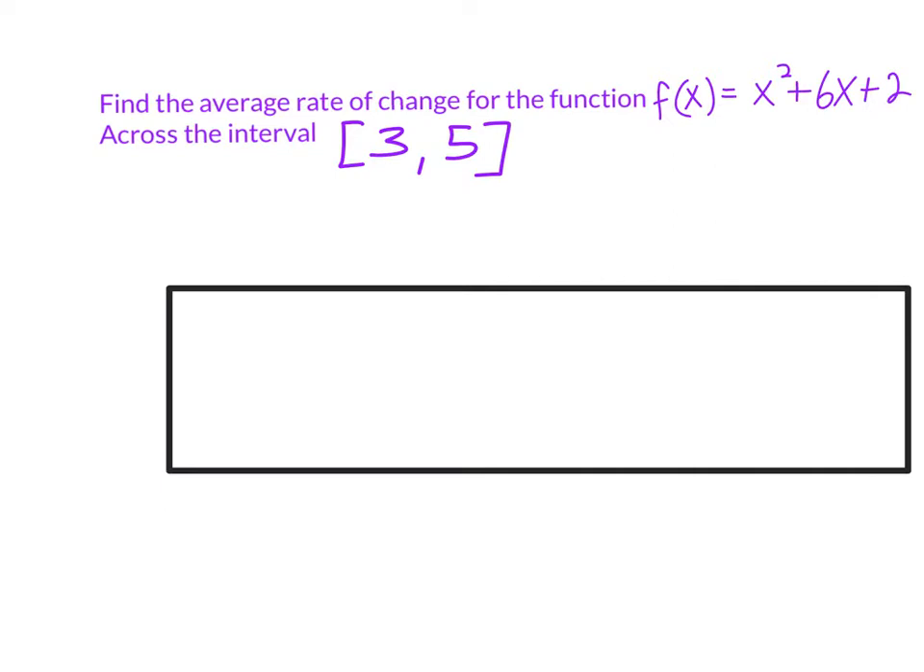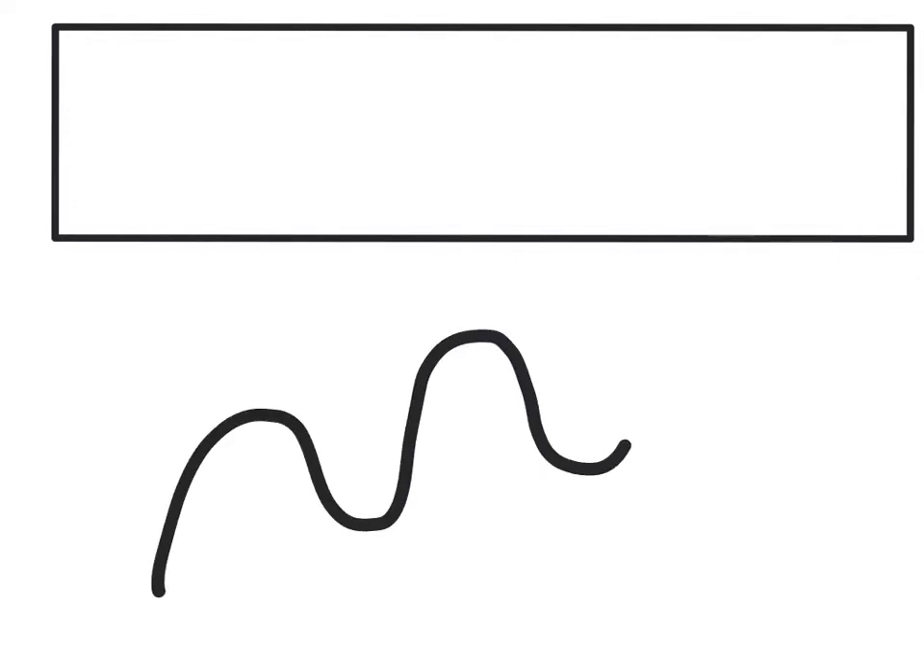Let's think about what this is actually asking. When we look at this function, we know that it's an upward-facing parabola, and we know approximately what that's going to look like. But for right now, to get a better idea of what these types of questions are asking as a whole, I'm going to draw an exaggerated polynomial that goes up and down quite a bit. Let's think about this as maybe a mountain range that we're hiking.